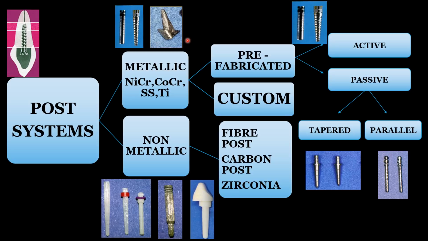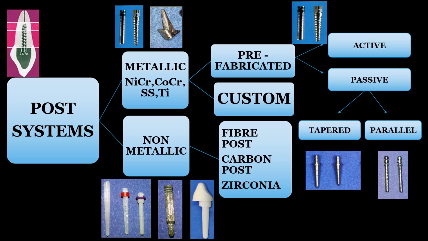Which post will you give where the maximum retention is required? Yes, the threaded post. Threaded post provides the maximum retention. Now, which post has the advantage of dentine bonding? The fiber post and the carbon post. They have the advantage of dentine bonding. They form a single unit after adhesion. I hope now this picture is clear to you.